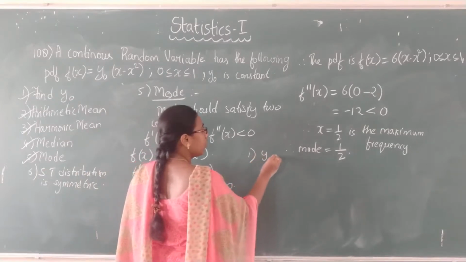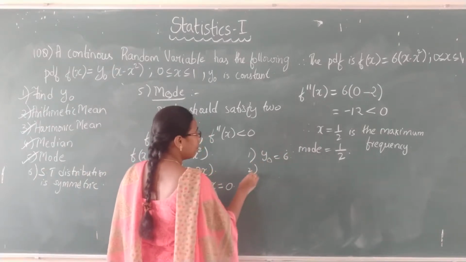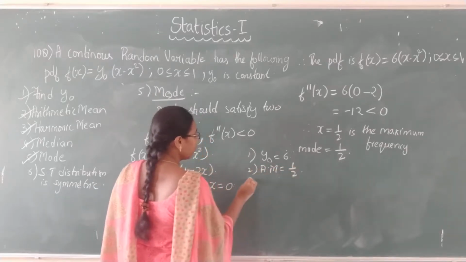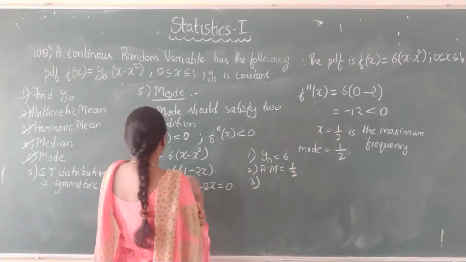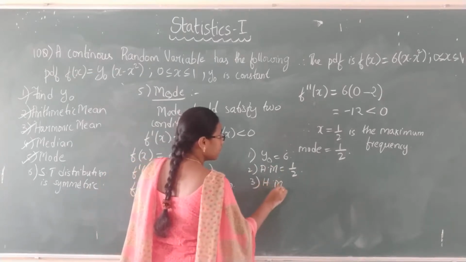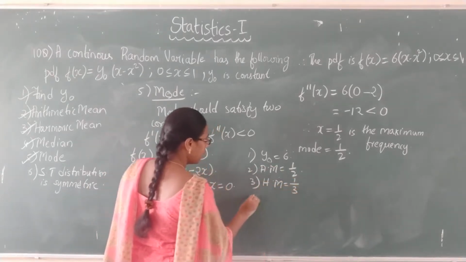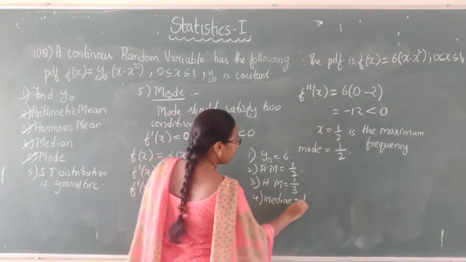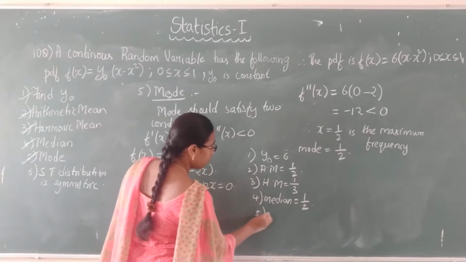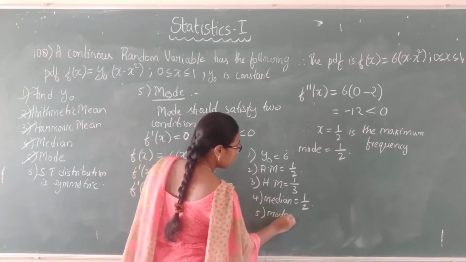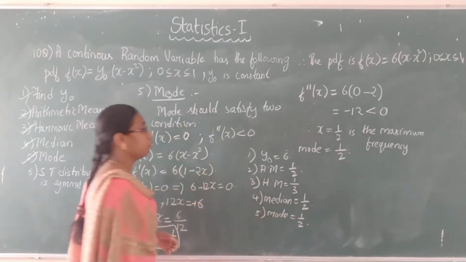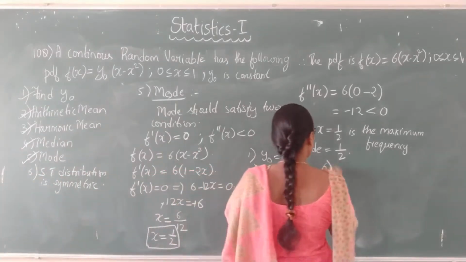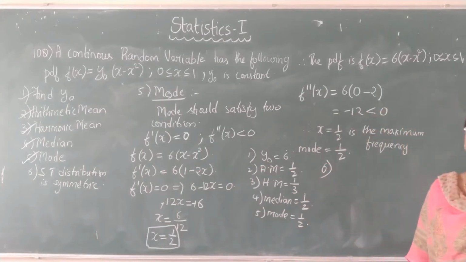We got y0 equals to 6. From the second bit, arithmetic mean value equals to 1 by 2. So from the third bit, harmonic mean is equals to 1 by 3. From fourth bit, median value equals to 1 by 2. So from fifth bit, mode value is also equals to 1 by 2. So what is the sixth bit we have to find? Sixth bit is show that the distribution is symmetric.